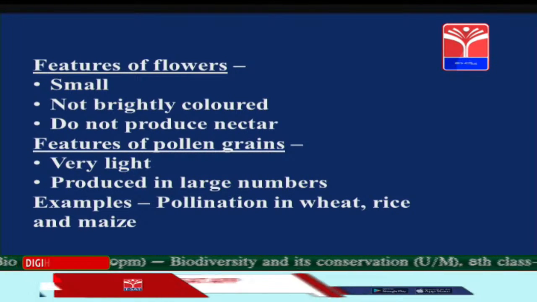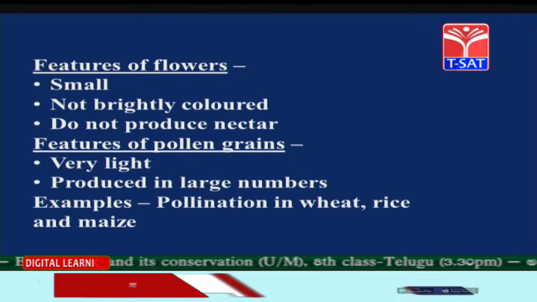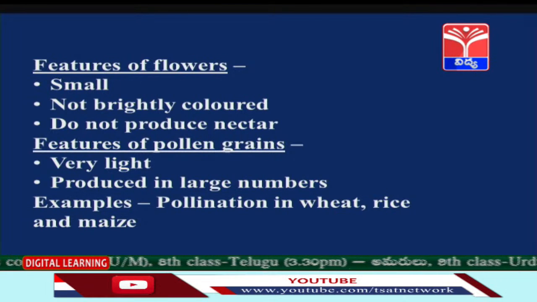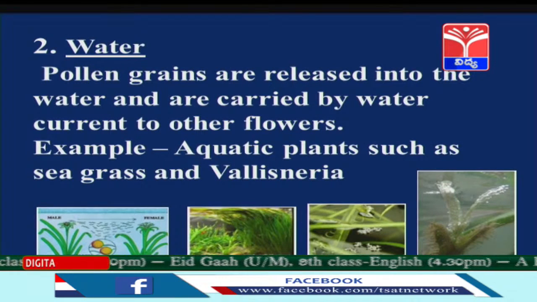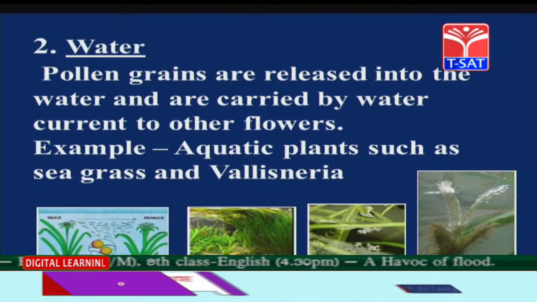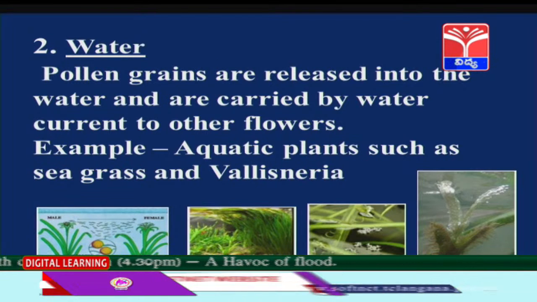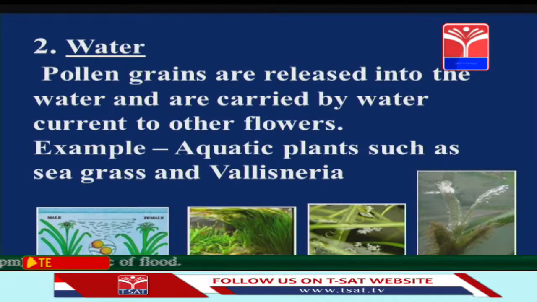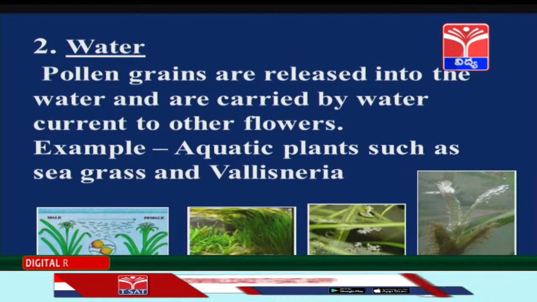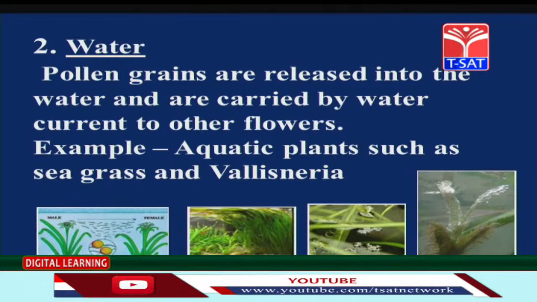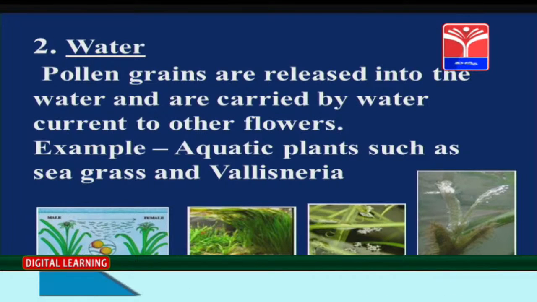So where does wind pollination take place? Pollination in wheat, rice and as well as maize. The second one is here water. So pollen grains are released in the water and they are carried by the water from one flower to another flower. So examples, aquatic plants such as seagrass and Vallisneria. So water is also one of the agents for pollination.